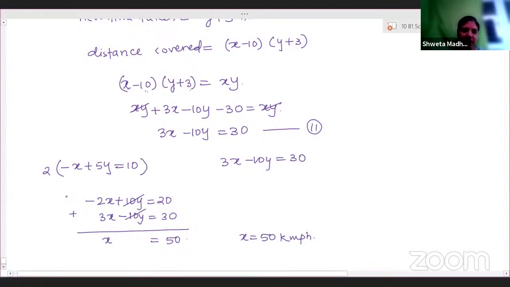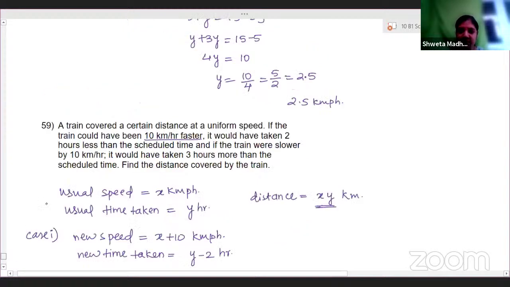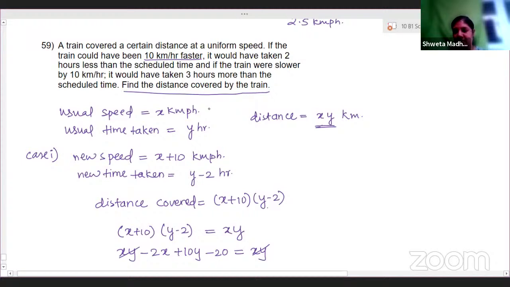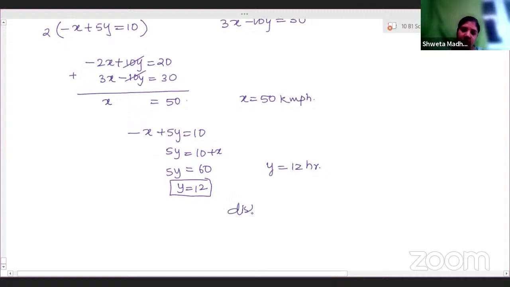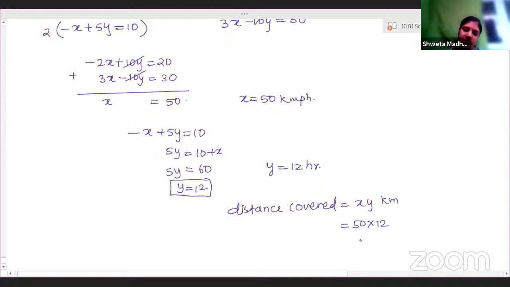Then the usual time taken, the y value, we have to calculate. X is 50. So from minus x plus 5y is equal to 10, 5y is equal to 10 plus x, so 10 plus 50, that is 60, is 5y. So y is equal to 12 hours. But in the question they have asked to find the distance covered by the train. X and y are speed and time, so distance covered is xy, which is 50 into 12, that is 600 kilometers.